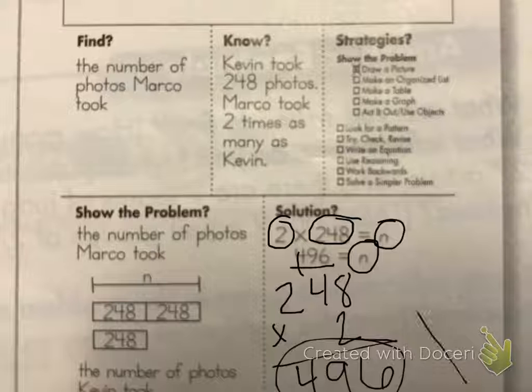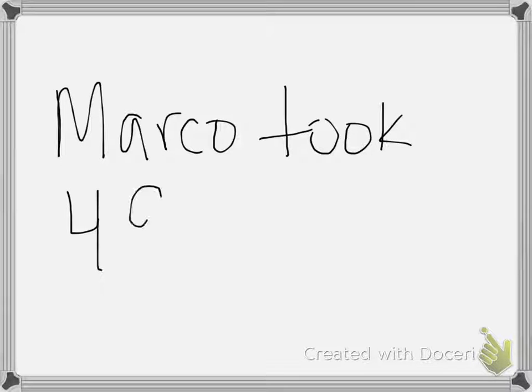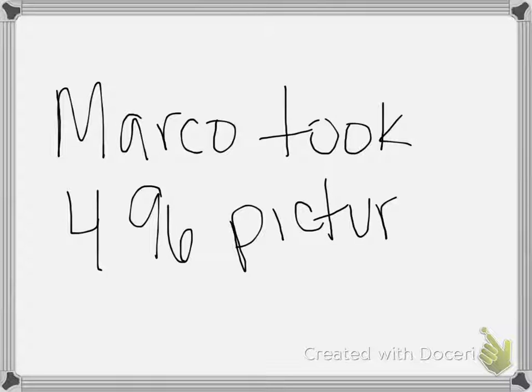Well, we just figured it out. He took 496 pictures. So in your answer box, I want you to write a sentence. So I'm going to write, Marco took 496 pictures or photos. So you go ahead and write that down into your answers box.